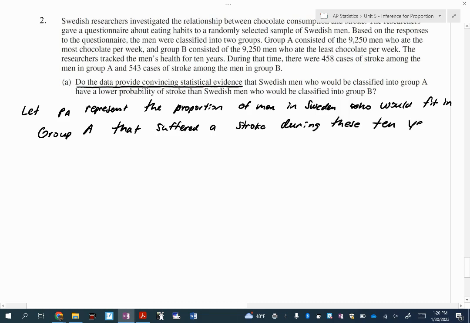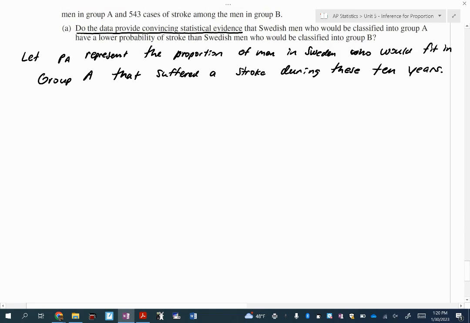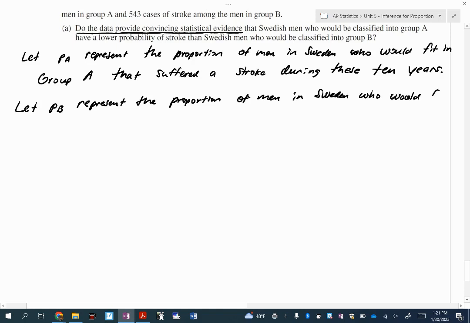And then because we have a two proportion z-test, I'm going to do the exact same thing, but instead of A, I'm going to change the A's to B's. So let P subscript B represent the proportion of men in Sweden who would fit in group B that suffered a stroke during these 10 years.